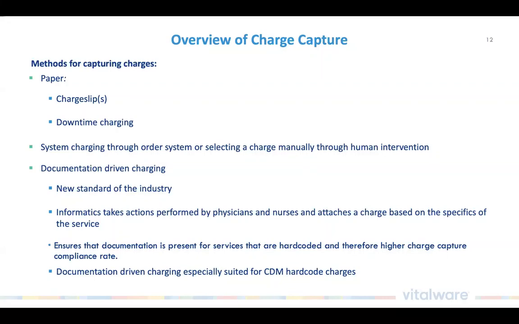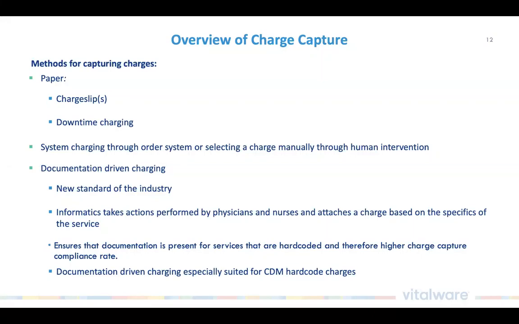Documentation-driven charging, now that we've moved ahead with EMRs and systems and informatics, tends to be the new benchmark for the industry. Informatics takes the actions performed by nurses and physicians and attaches a charge based on the specifics. So if they document that they gave the aerosol, or they completed the chest x-ray tube view and the department completes that exam, it will charge the x-ray tube view. By doing this, all documentation has to be present or it doesn't charge. So that's a good thing.